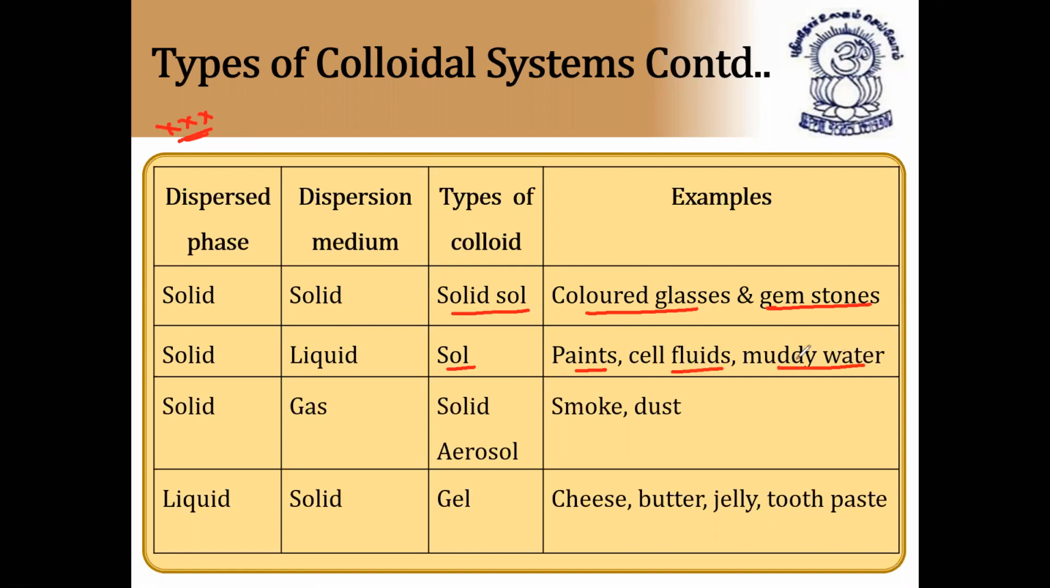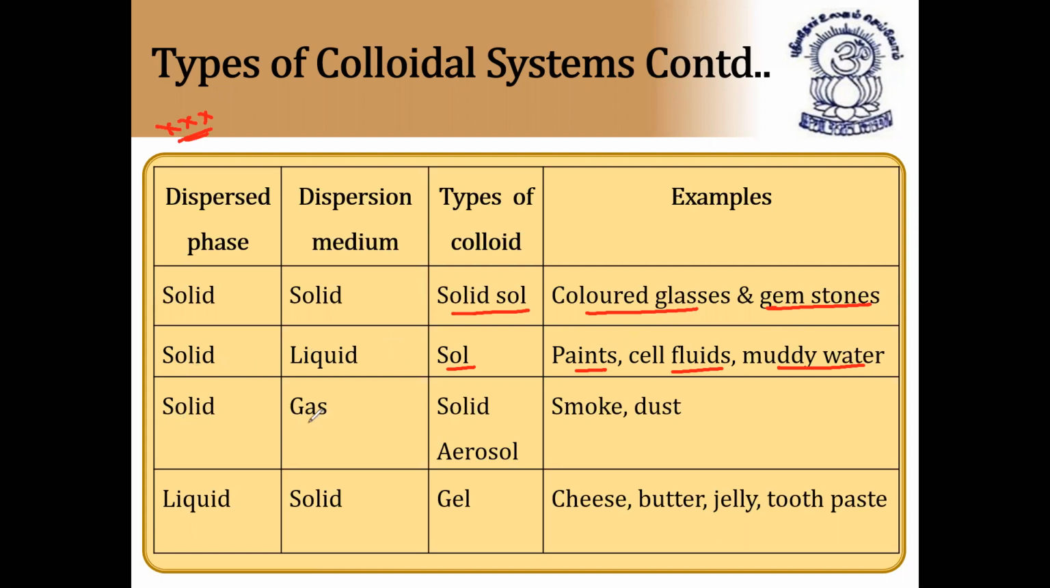So in muddy water, what happens? Mud will be there, that is, sand will be there. Cell fluids also. Paints, in paints also solid is present. So the dispersed phase is solid and the dispersion medium is liquid. In a paint, liquid is more than solid. So that is called a sol.